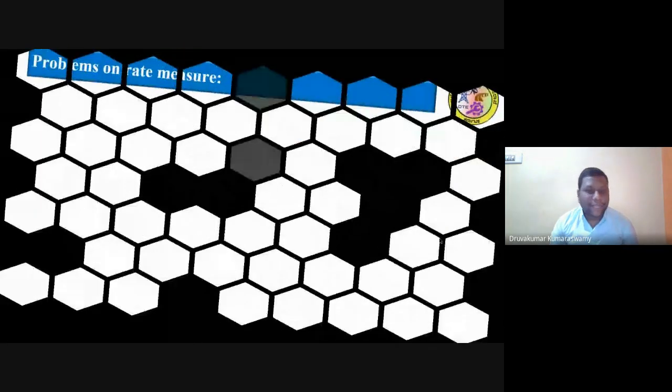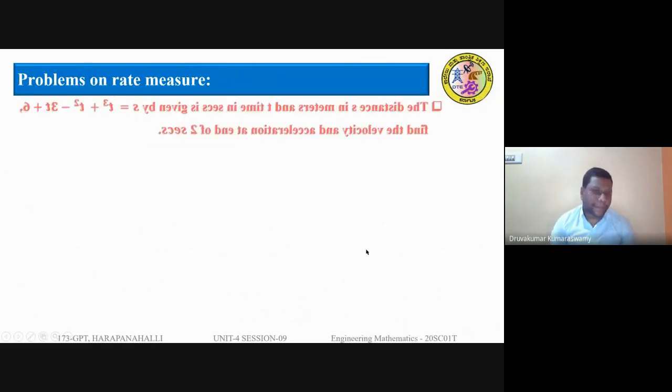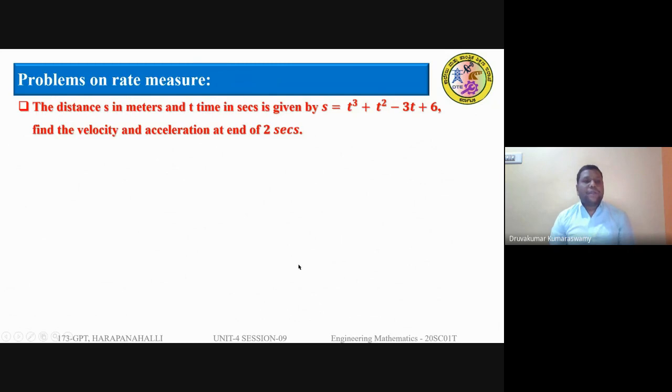That unit is also very important. For velocity we have to put meter per second, and for acceleration we have to put meter per second square. Now we move on to another problem.